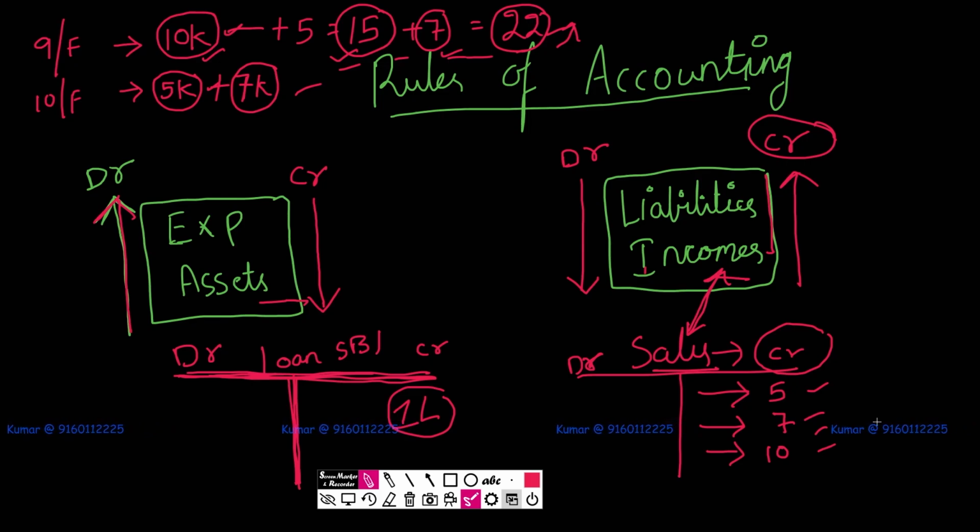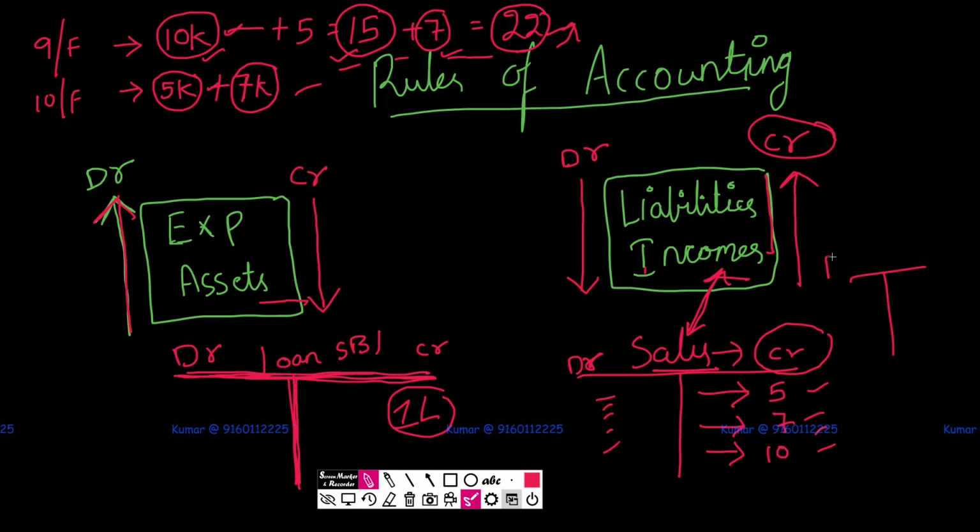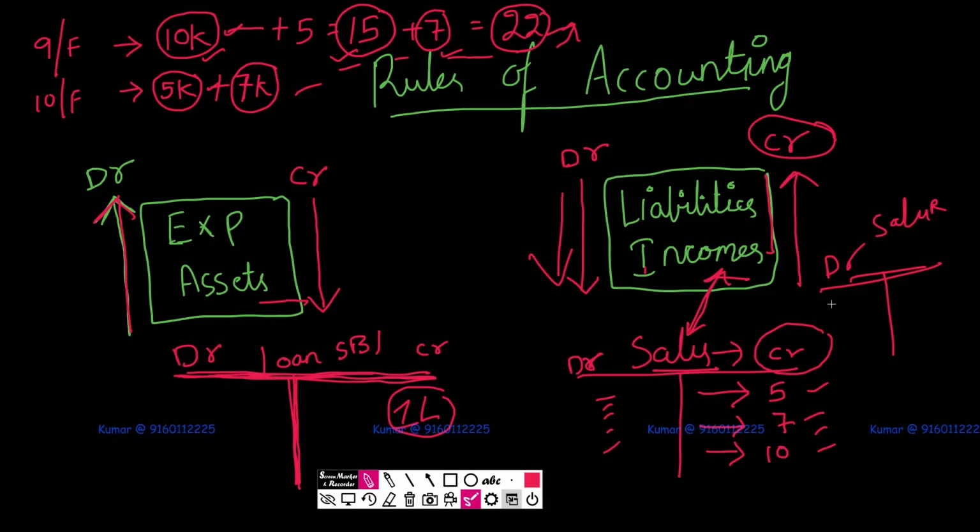For example, the same goods have returned. It came back, so again the sale is decreasing. Sales returns: we can write on the debit side, or we can open a new account and write on the debit side. Sales returns is an income decreasing. When incomes decrease, we need to write on the debit side.